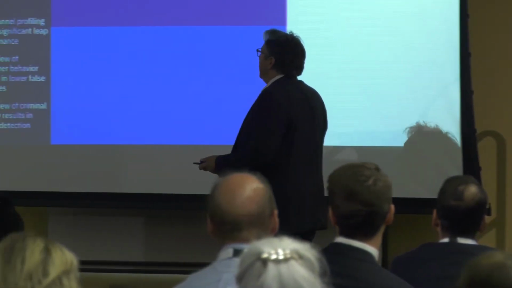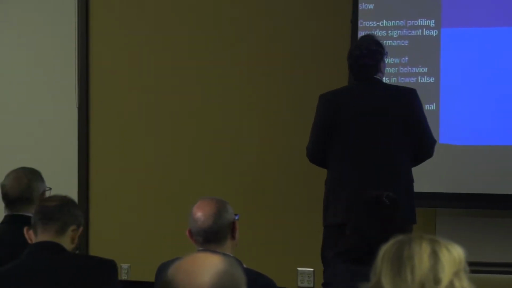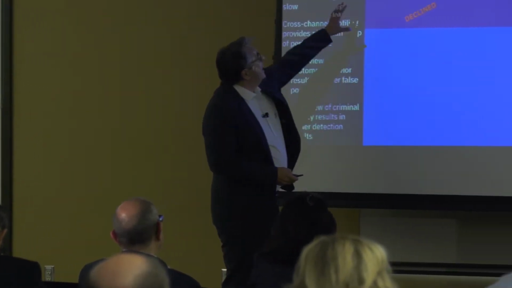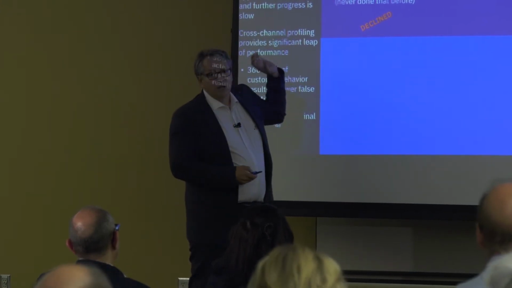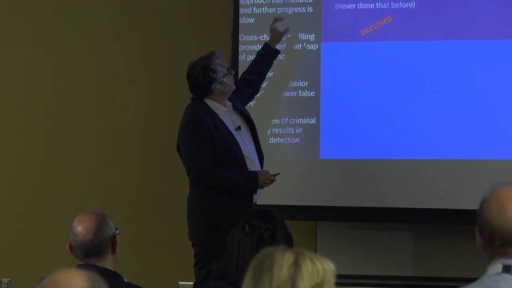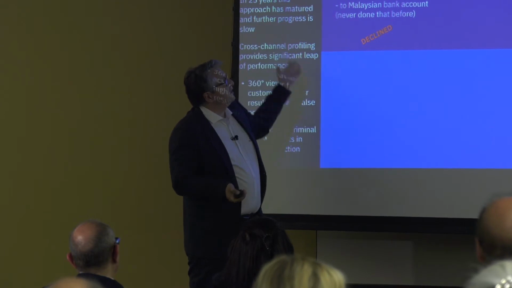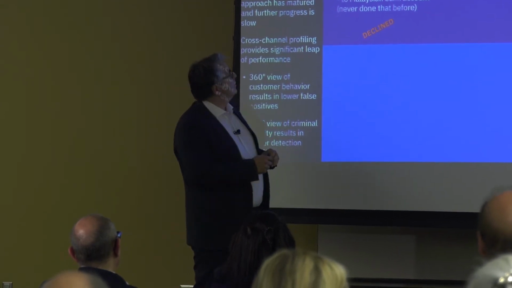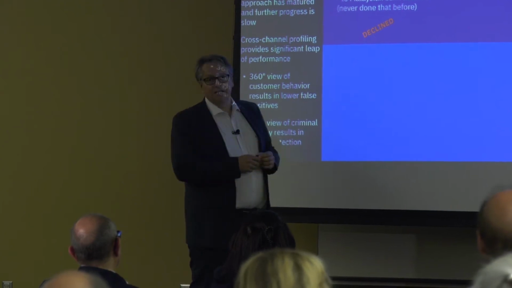Cross-channel profiling. Yesterday in my keynote, I already talked about 2 examples of how you're using cross-channel profiling to help reduce your false positive rates. So you would see a transaction from a UK banking customer with a UK address, all of a sudden initiating an online banking real-time payment from a Malaysian IP address to a Malaysian beneficiary, and he's never done that before.